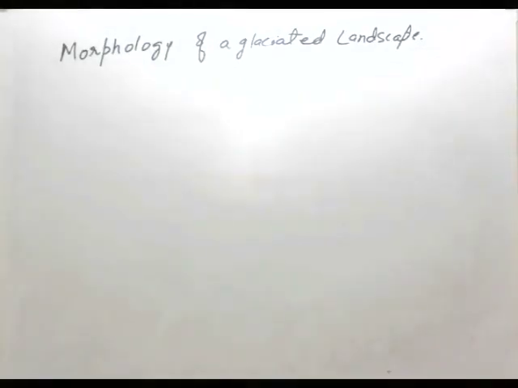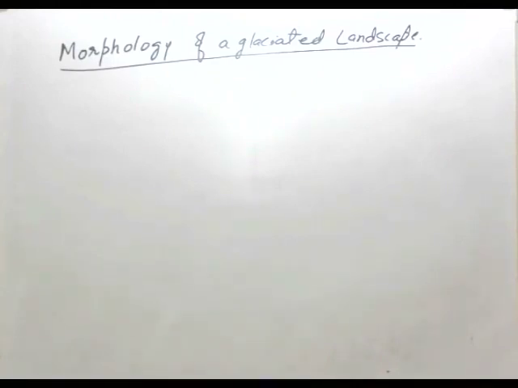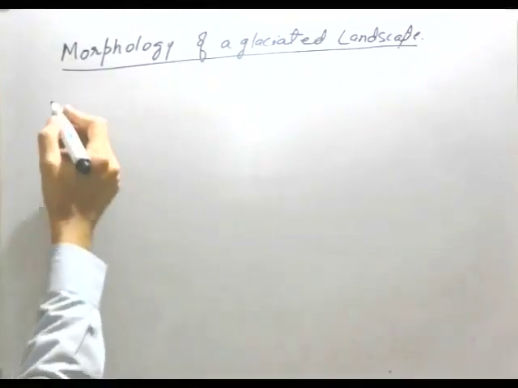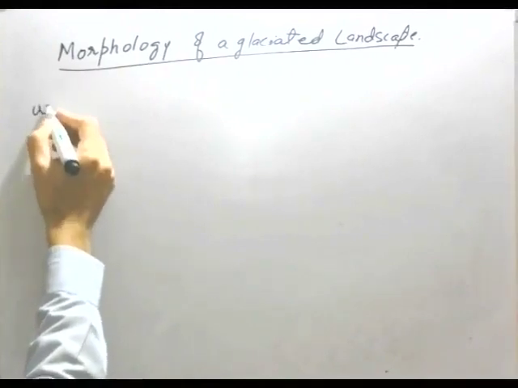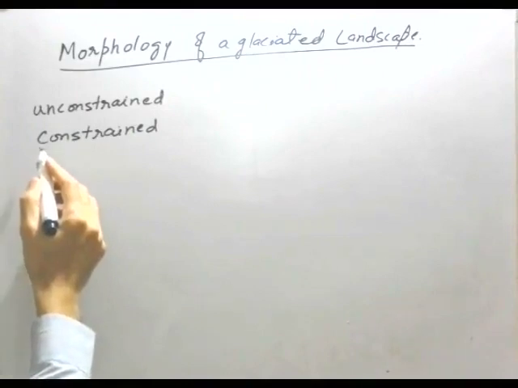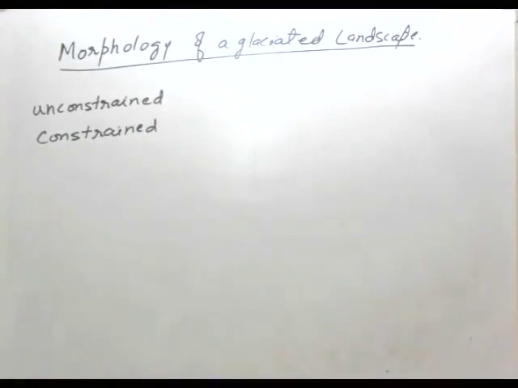Let us consider the morphology of a glaciated landscape. So, how a landscape appears when it is glaciated, during the time that glaciers are existing on that particular landscape. Now, as we have discussed before, we have two basic types of glaciers: glaciers that are unconstrained by the topography and glaciers that are constrained by the topography.